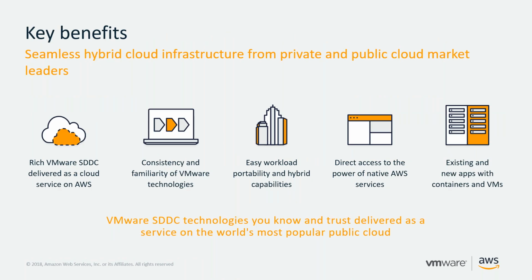So some of the key benefits with VMware Cloud on AWS is it allows a seamless hybrid infrastructure from private and public cloud market leaders. So you have the rich VMware SDDC delivered as a cloud service on AWS, the consistency and familiarity of VMware technologies, and the easy workload portability of hybrid cloud capabilities that are provided, and direct access to the power of native AWS services. And then lastly, existing and new apps and containers and VMs can be utilized as well. So VMware SDDC technologies you know and trust delivered as a service on the world's most popular public cloud.